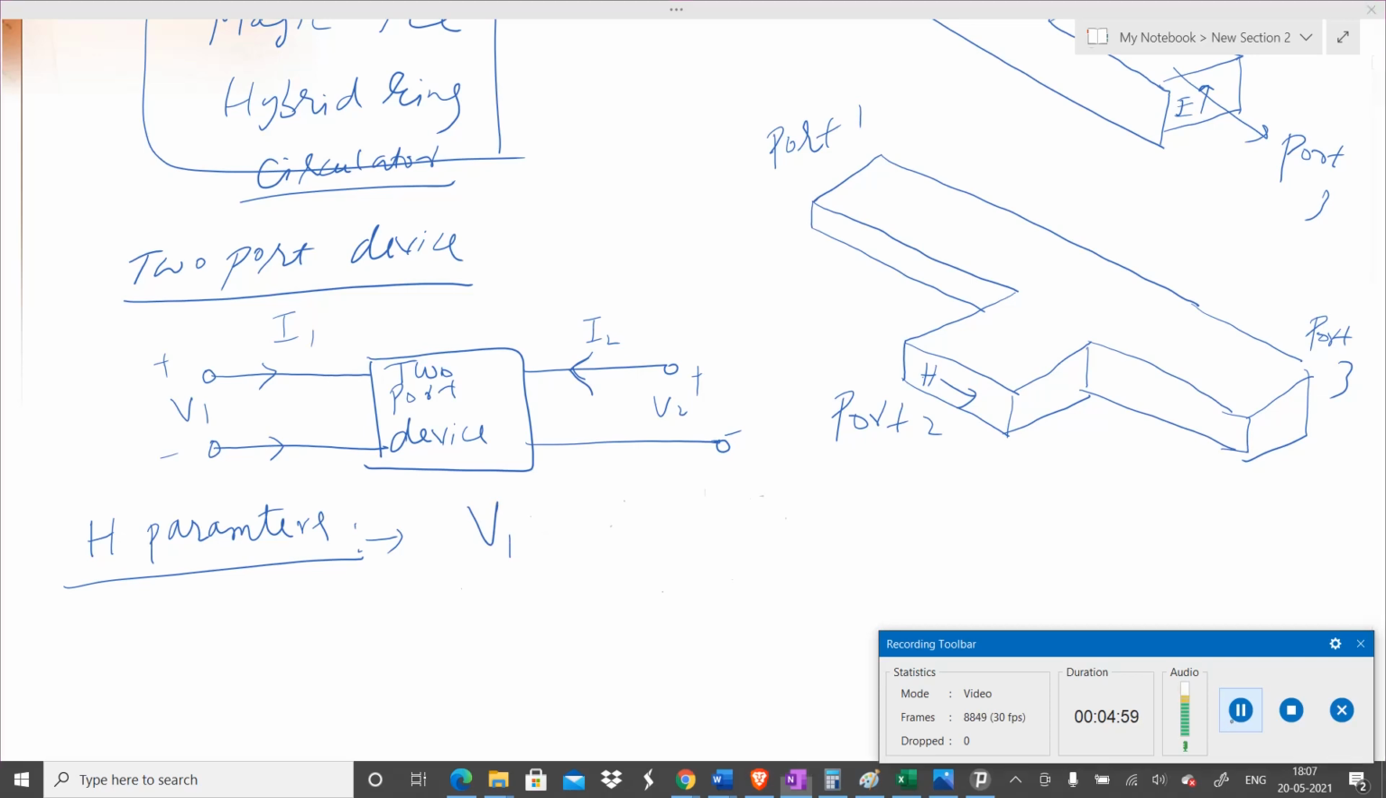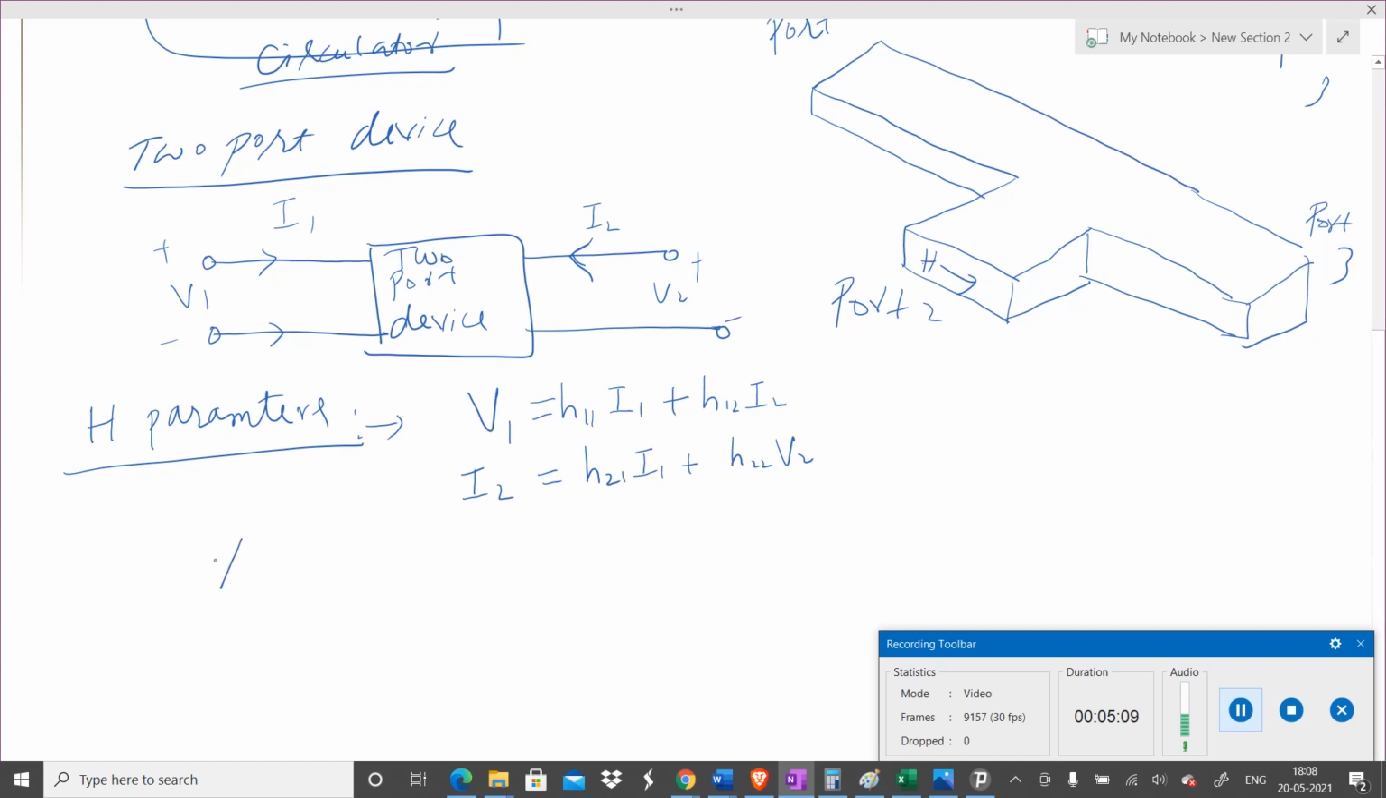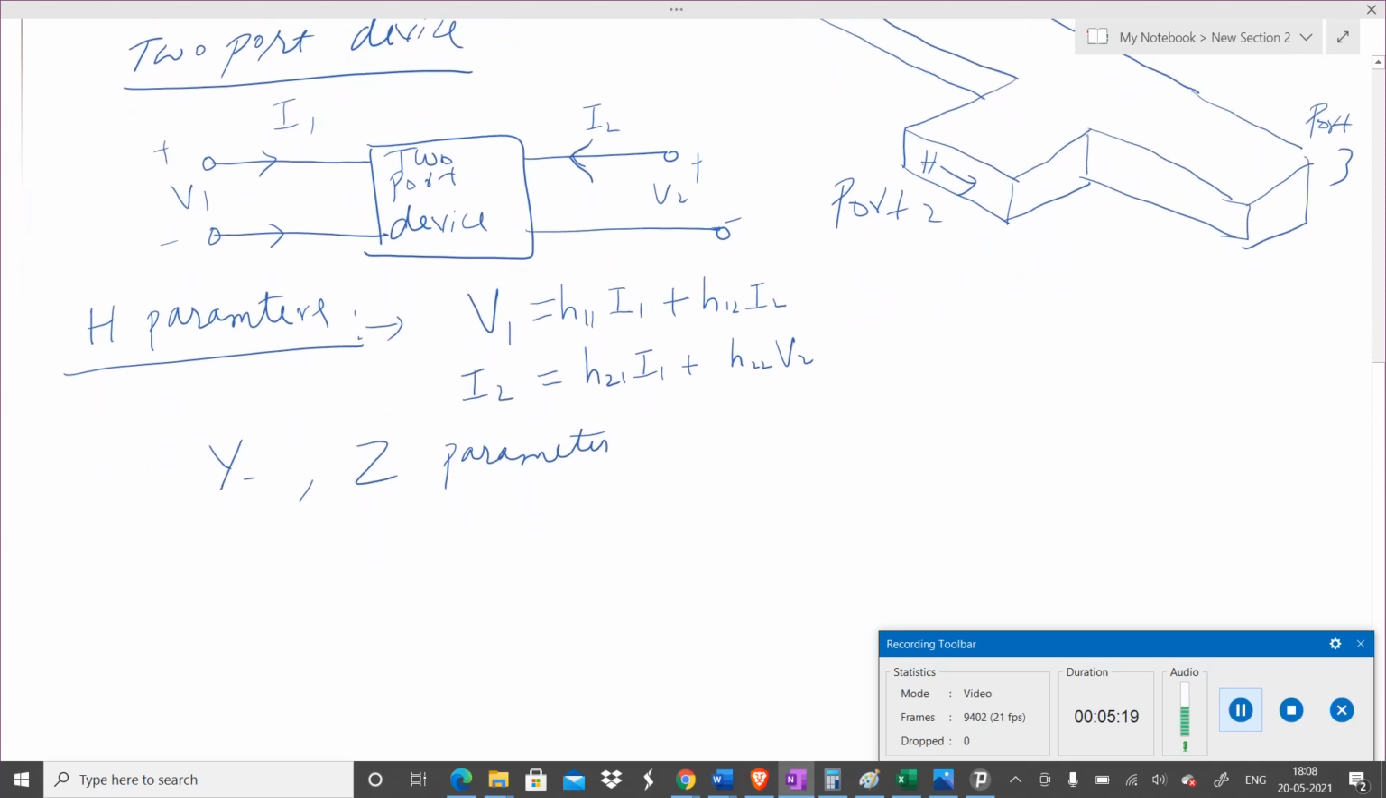This is the H parameter relationship. It relates V1 and I2 with I1 and V2. Similarly, you have Y parameters and Z parameters. I will not write them here. These three are very famous, so we are not going to do them. I was just giving an example.